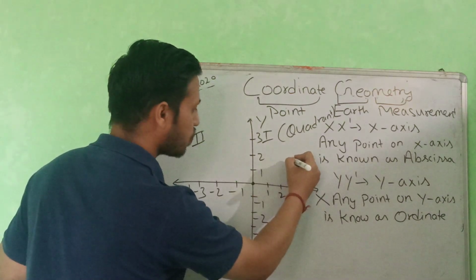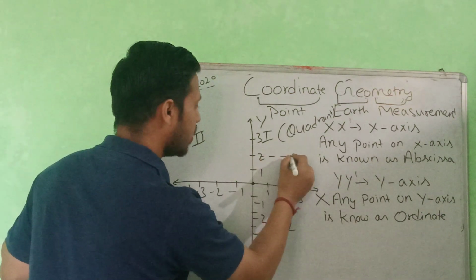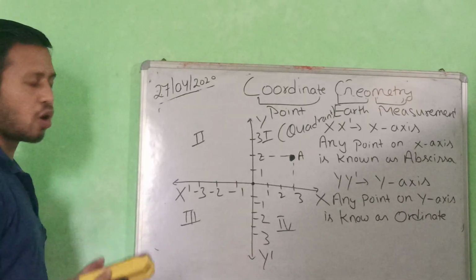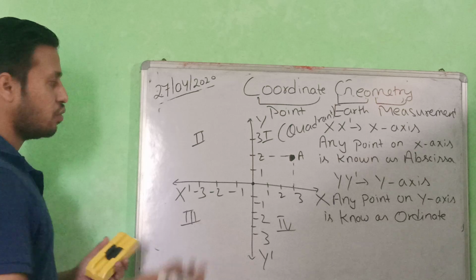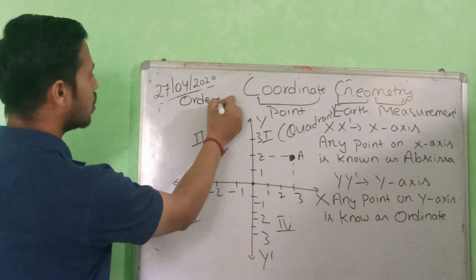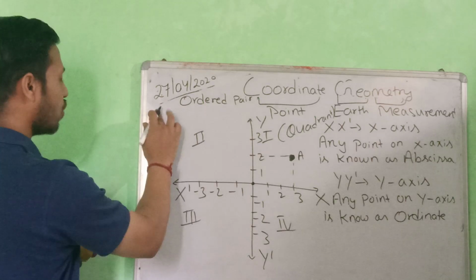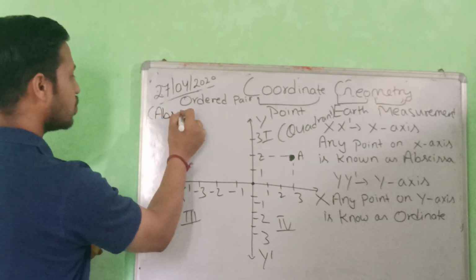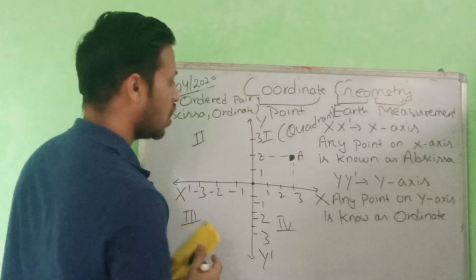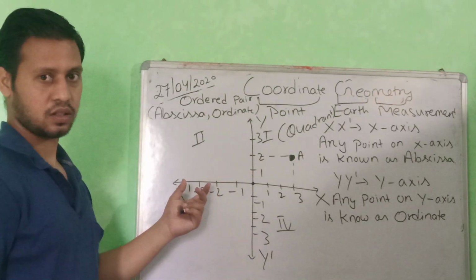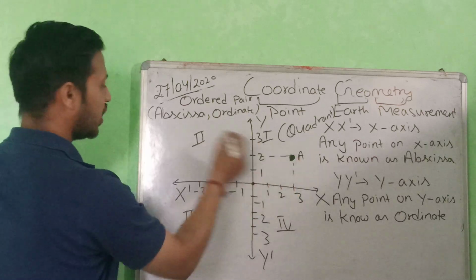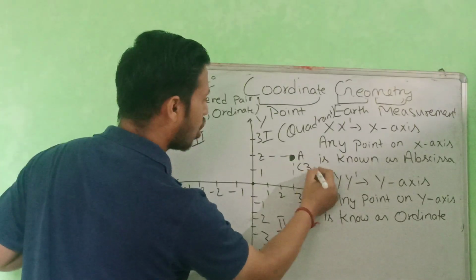So if I place a point here and name it A, the problem comes again: this is 3 and this is 2, which one will come first? So we name it properly; this is called an ordered pair. In an ordered pair, the abscissa will come first and then the ordinate will come after that. This means that the x-axis value will come first and the y-axis value will come second. So we can name it easily. This A will be (3, 2).